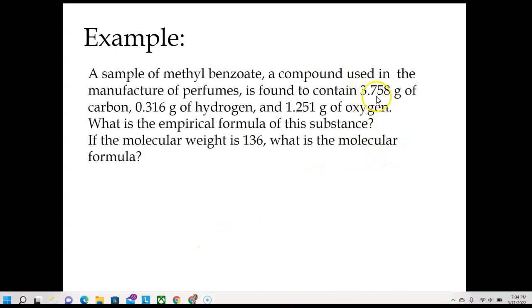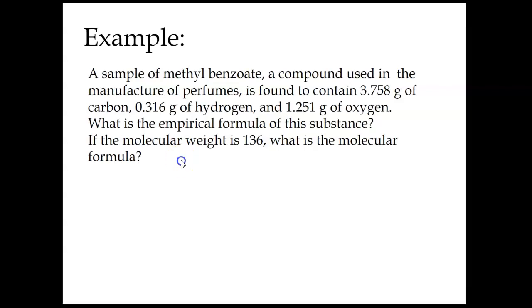So you got 3.758 grams of carbon, 0.316 grams of hydrogen, and 1.251 grams of oxygen. What is the empirical formula of this substance? Then, if I have a molecular weight that is 136, what is the molecular formula? So remember back to what I said. First things first, we got to go from grams to moles. All right, let's do it.